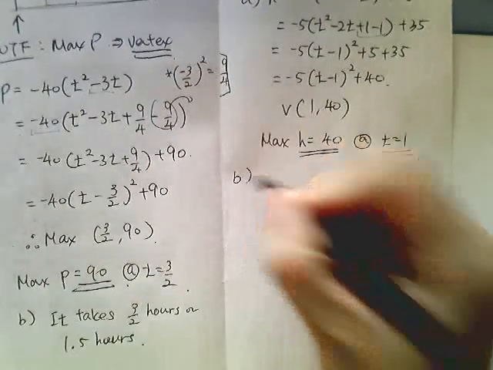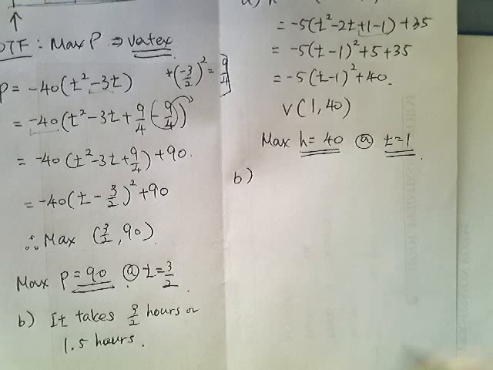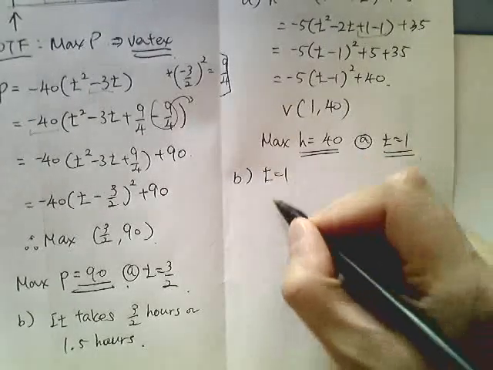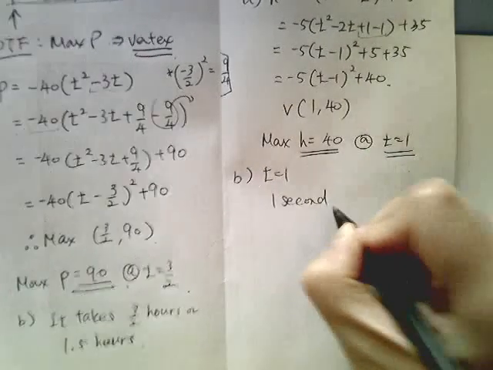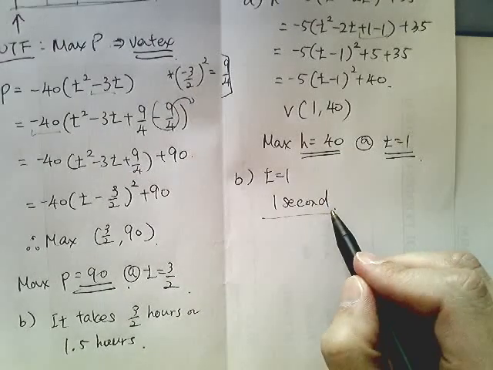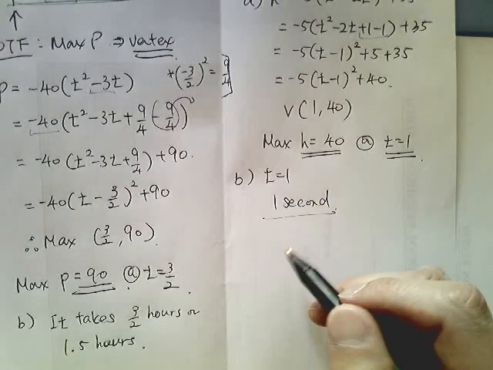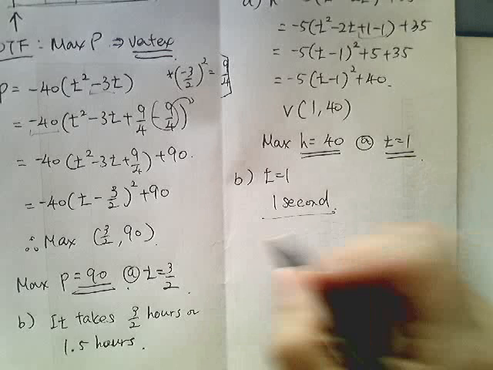Now then, let's take a look at B. B says, how long does it take? Well, we already know. T equals 1, so 1 second. Now on the test, I want a proper sentence for this. Okay, it takes 1 second to reach the maximum height, 40 meters.